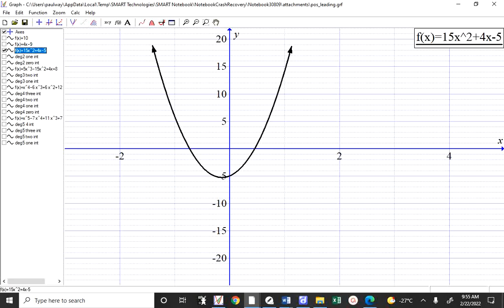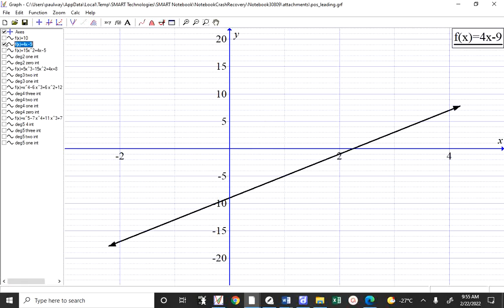If I go back to the linear, does a linear polynomial function have to cross the x-axis somewhere? Sure. The only way it couldn't is if it was a slope of 0, but if it's a slope of 0, it's not linear, it's constant. So this linear function of degree 1 must cross the x-axis in one place. Let's go back to my quadratic function.